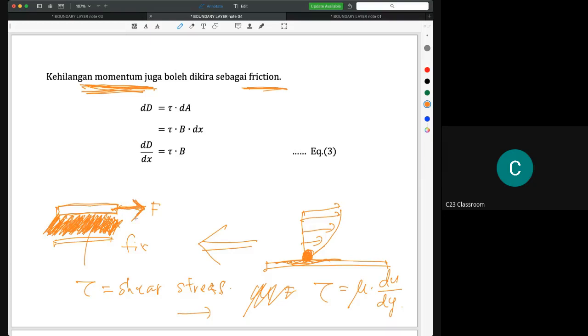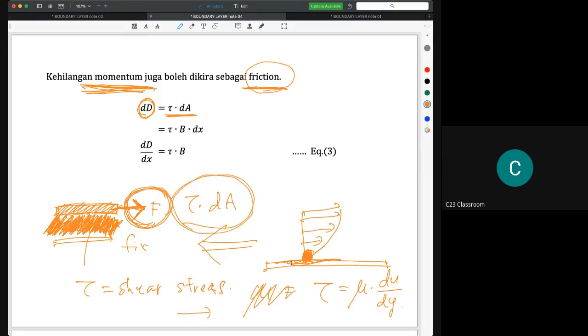Because the deficit momentum here is caused by friction, we could say that the momentum deficit can be equalized with the force here. So that's why we could equalize dD here. It is equal to tau dA. So the deficit momentum that occurs at this plate is equivalent to the force used to pull that plate. This force can be calculated by using tau and dA. This idea is learned in fluid mechanics 1.